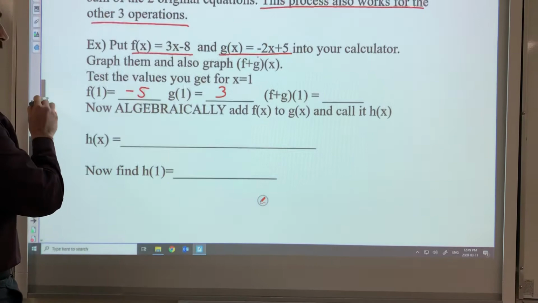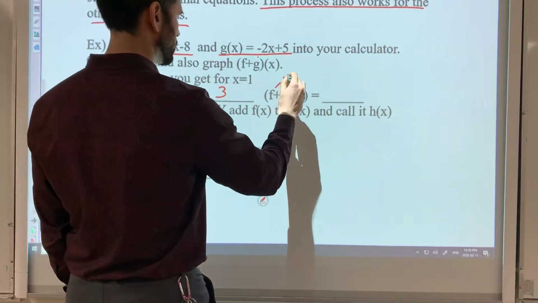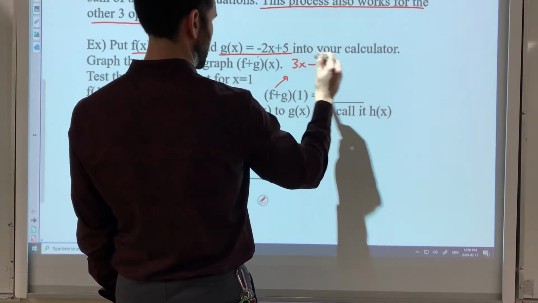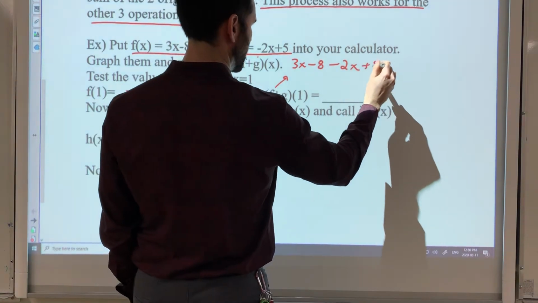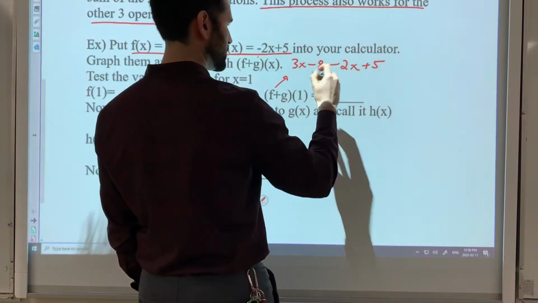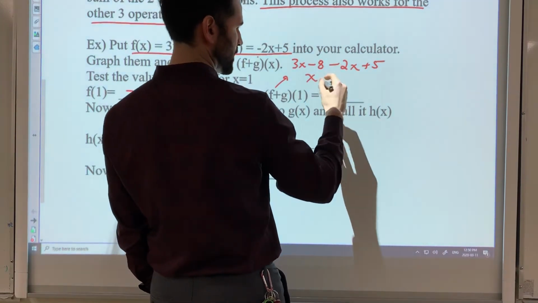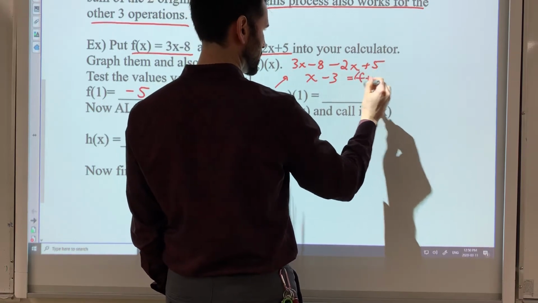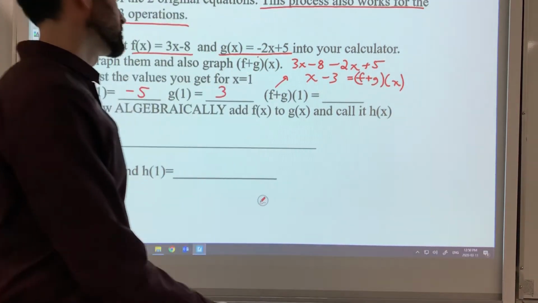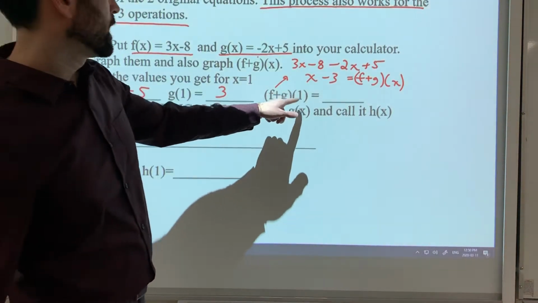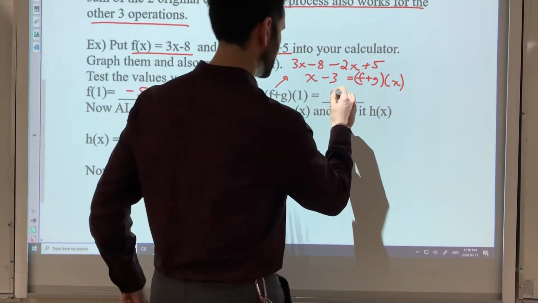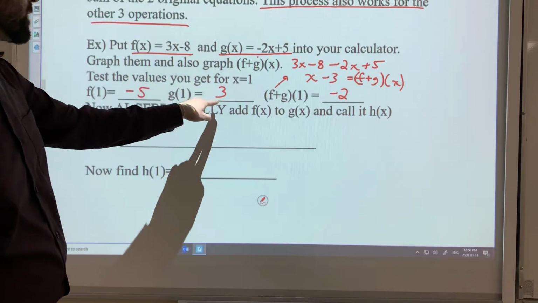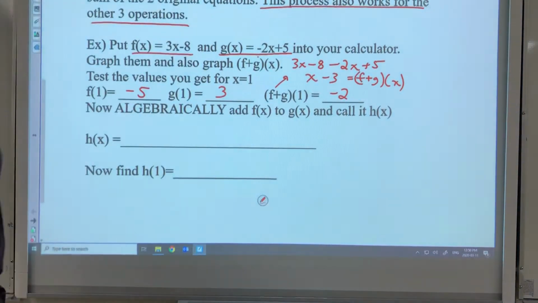So algebraically, if we add up these two functions, let's do that over here. I take 3x minus 8, and then I add g of x, which is negative 2x plus 5. If we add them together, I get x, and negative 8 plus 5 gives me negative 3. So this is going to be f plus g of x. If I plug in 1, I get negative 2. Now, negative 5 plus 3 gives negative 2. So that seems to work.